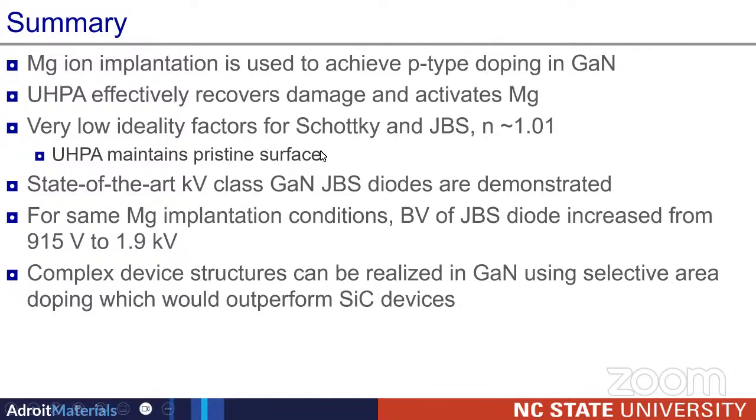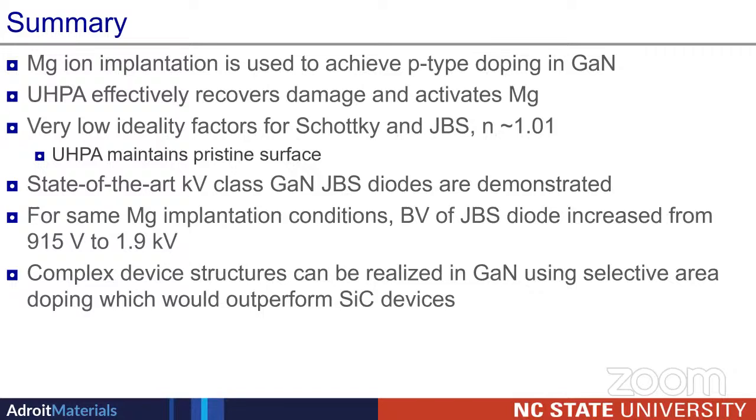And because of that, we can see that both the Schottky diode and JBS diode have a very good quality on-off ratio current. When the device is on, you can get very high current. When the device is off, you can get very negligible leakage. So using this developed magnesium implantation technology, we created state-of-the-art kilovolt class GaN junction barrier Schottky diodes, and we demonstrated 915 volt and also 1.9 kilovolt breakdown voltage devices.